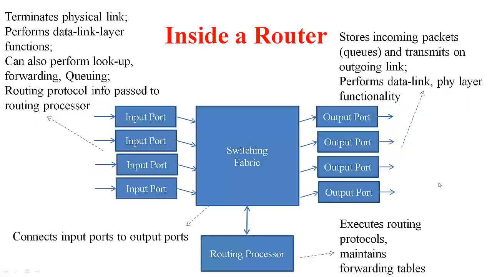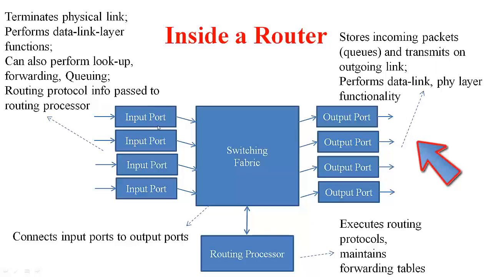So here is the block diagram of the router. It is basically made up of 4 parts: input port, switching fabric, output port and routing processor. An input port basically terminates the physical link. It performs the necessary link layer functionalities. In the more recent routers, the table lookup, that is looking up the forwarding table to decide which output port the incoming packet has to be forwarded to, is also performed at the input port. It can also queue packets in case the switching fabric is busy, and not only that, the routing protocol information that is received is passed from the input ports to the routing processor for further processing.